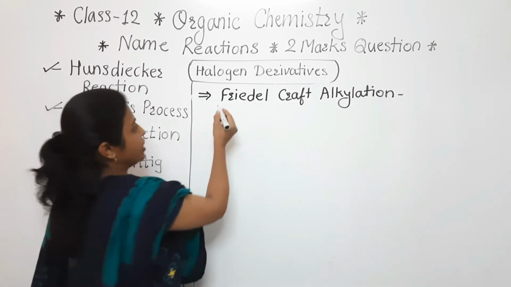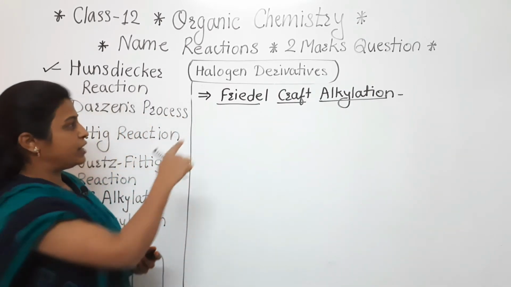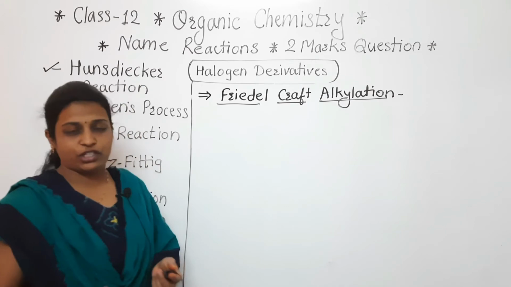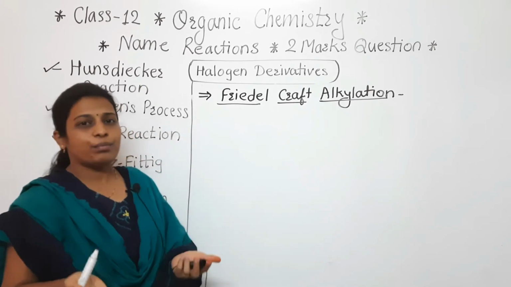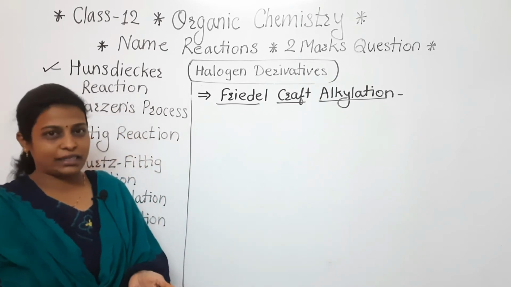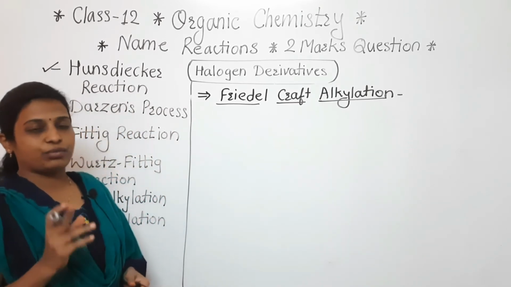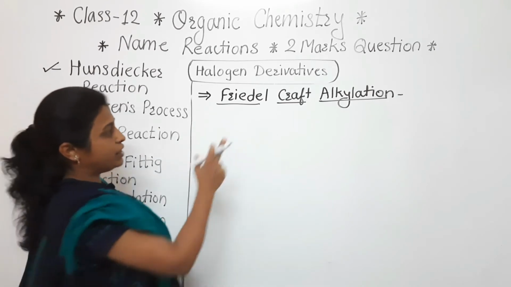This next reaction is Friedel-Crafts alkylation. Actually previously, for Friedel-Crafts alkylation and acylation, there was a question for 3 marks. But now we don't know exactly, they will ask for 2 marks and 1.5 like that. Before writing that statement we should know the reaction, because from that reaction only we can write the statement.